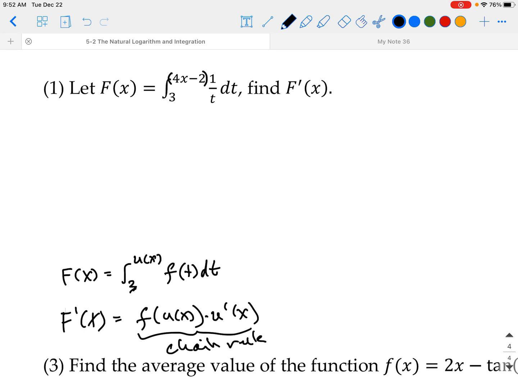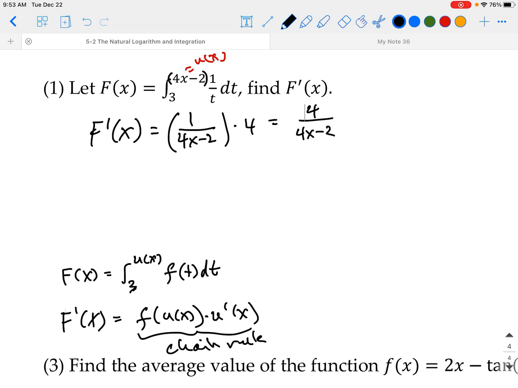So in this case, our u of x is 4x minus 2. So our derivative, of course, is just going to be 4. So then f prime of x is going to equal 1 over 4x minus 2, so that's 1 over t evaluated at 4x minus 2, times 4. So we'll get 4 over 4x minus 2 as f prime.